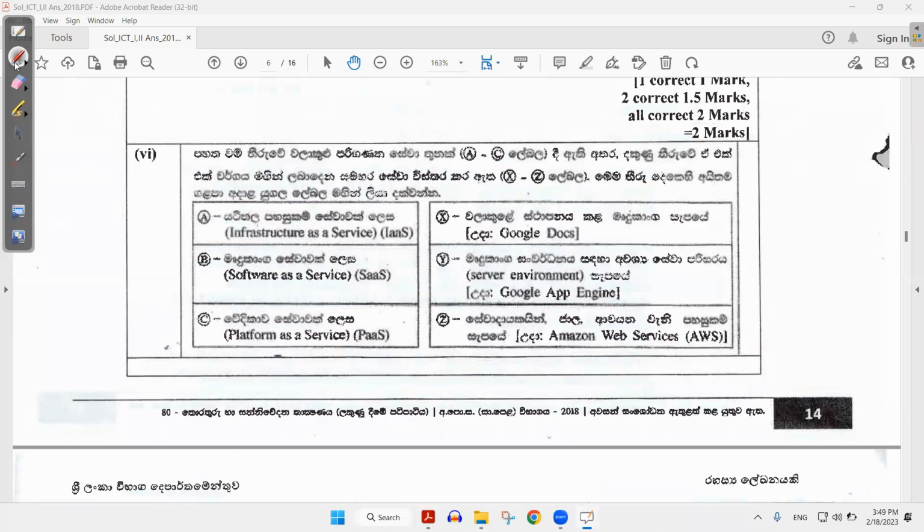Infrastructure as a service goes with Z. A goes with Z. And software as a service, X. Platform as a service, it's going to be Y. So Z, X and Y. Right, in the marking scheme, it should be at the bottom.